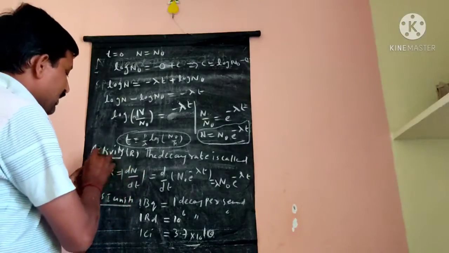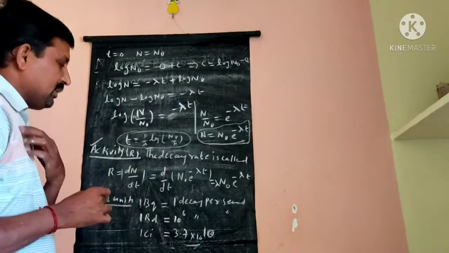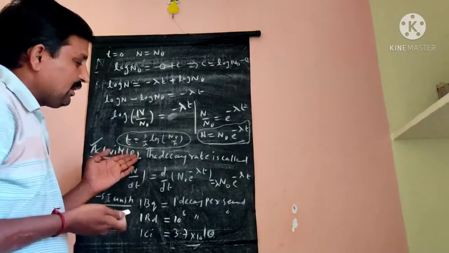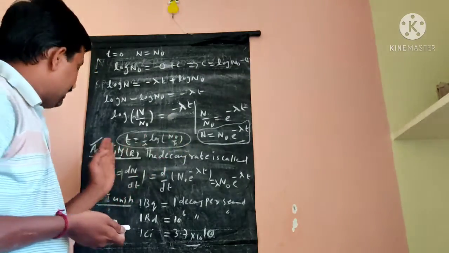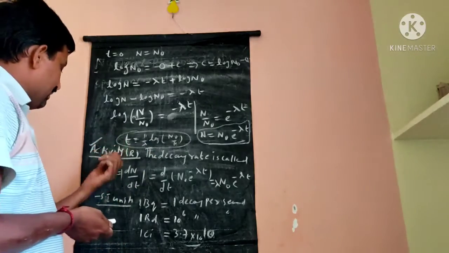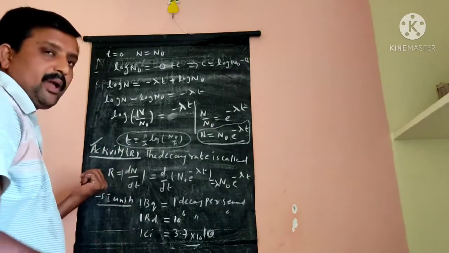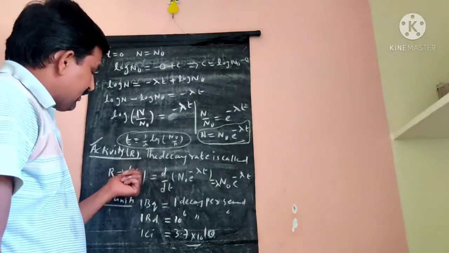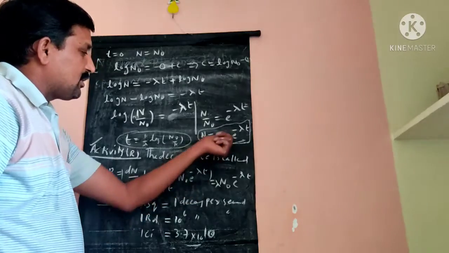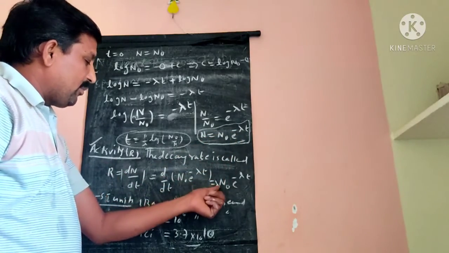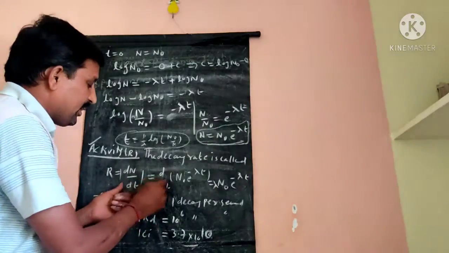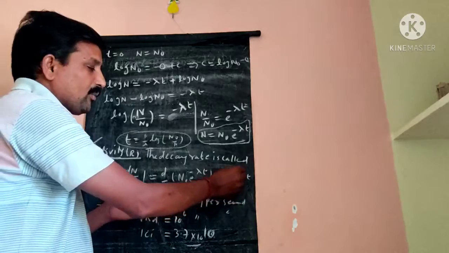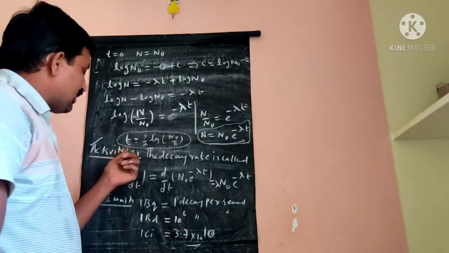The next topic is activity. The decay rate is called activity. The activity is denoted by R. R is equal to minus dN by dt. Substituting N naught e power minus lambda t and differentiating with respect to t, we get R equals lambda into N naught e power minus lambda t.